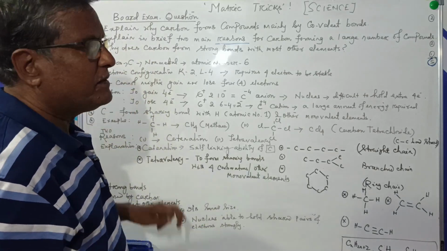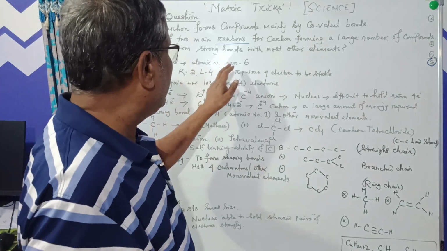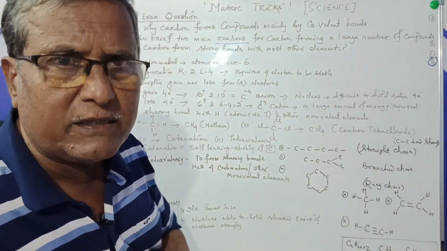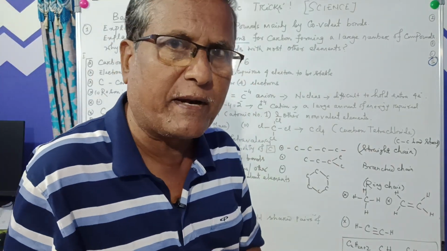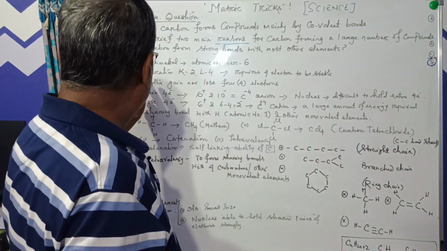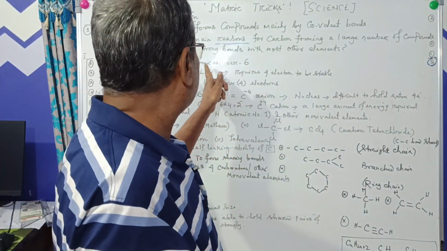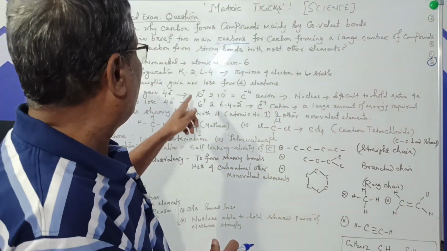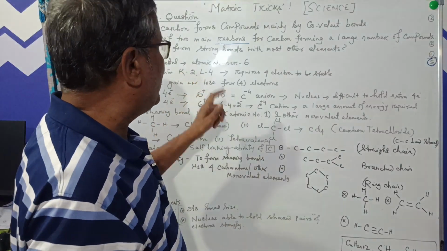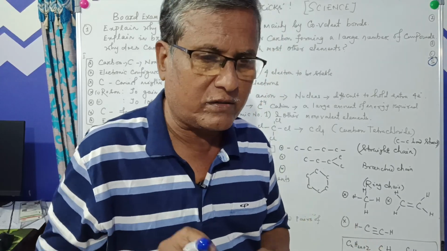You know carbon is a non-metal with atomic number 6. This is the key concept. You may write it or may not write it. Okay, and the next point, electronic configuration. The configuration of the electrons is K shell 2, L shell 4. So the outer shell contains 4 electrons.